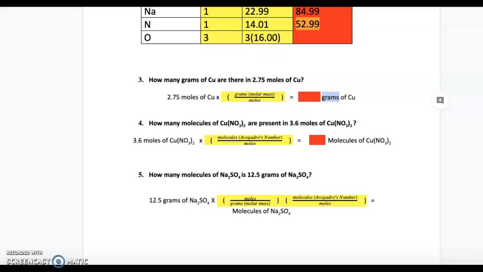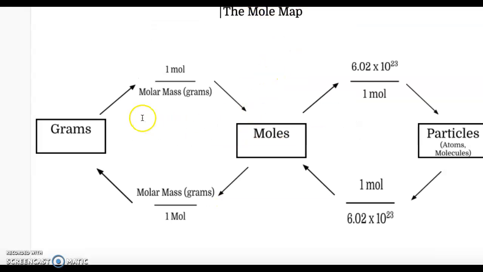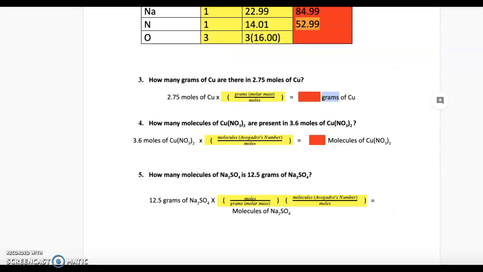And I know if I have grams on my fraction, from this map, that means I'm going to use the molar mass of whatever compound it is. Okay, so for this case, I would have to calculate the molar mass of copper. Okay, same thing for number 4. We put moles on the bottom because we want to cancel it out. But this time, I know I want to end in molecules. Okay, so molecules is going to go on the top of my fraction.